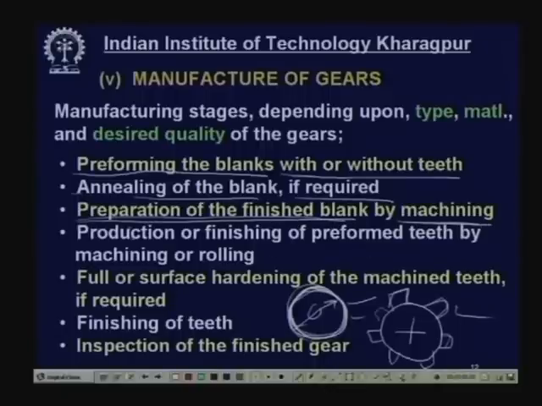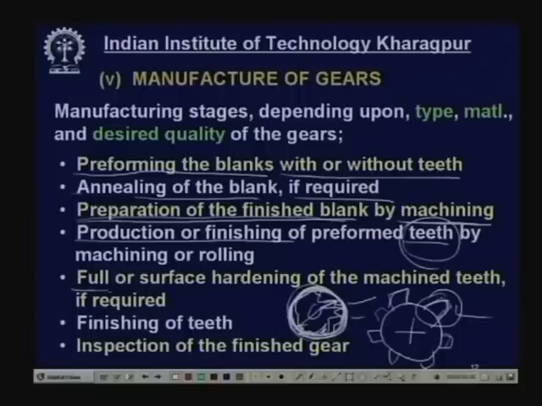Remember, all materials do not require annealing. Gray cast iron may not require annealing. Generally steels and similar materials which become hard require annealing. Plastic gears and other gears do not require such a thing. Then production of teeth: teeth will be produced. Either the teeth already made by casting will be properly finished, or new teeth will be generated on a straight cylindrical body. This is a very important part of the gear manufacturing work.